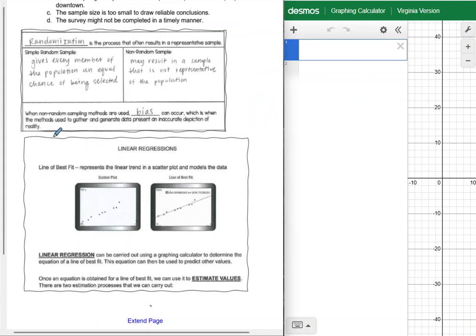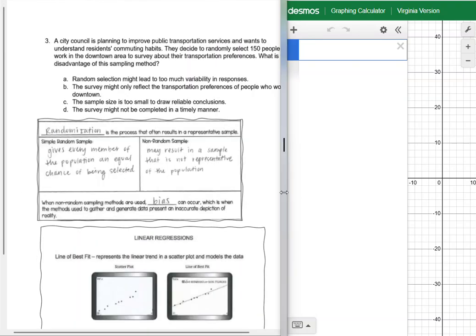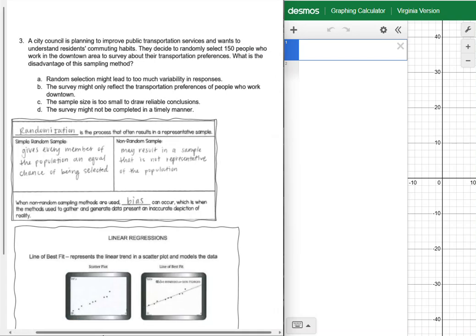All right, the next one for number 3. It says here, a city council is planning to improve public transportation services and wants to understand residents' commuting habits. They decide to randomly select 150 people. That's good that it's random, and it's good that it's 150 people. That's a good sample size. So these both look good. Who work in the downtown area to survey about their transportation preference.